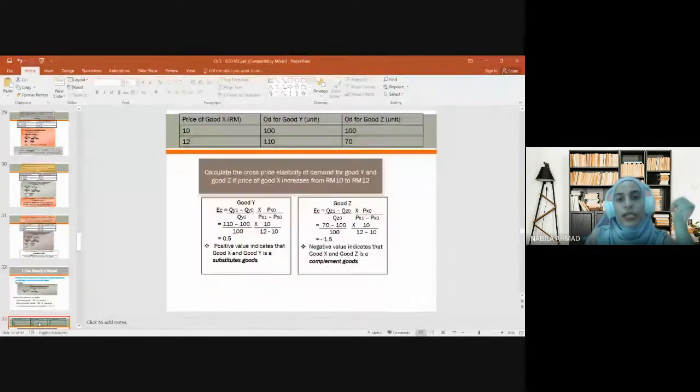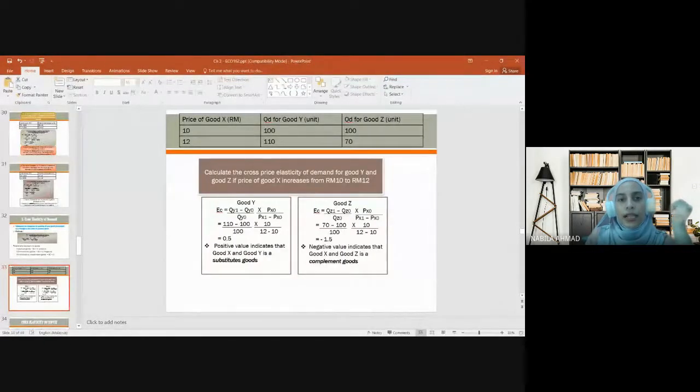Ya, kita tengok contoh di sini. So let's say this is the price 10, 12, quantity for Y 100, 110, quantity for Z 170. Kalau harga naik daripada 10 ke 12, kita cari dulu good Y. So cari good Y, harga naik, quantity pun naik kan? So kita cari, kita dapat 0.5. So 0.5 ni positif kan? Maknanya when price of X increases by 1%, the demand for good Y increases by 0.5%. So value dia positif, maksudnya substitute goods.